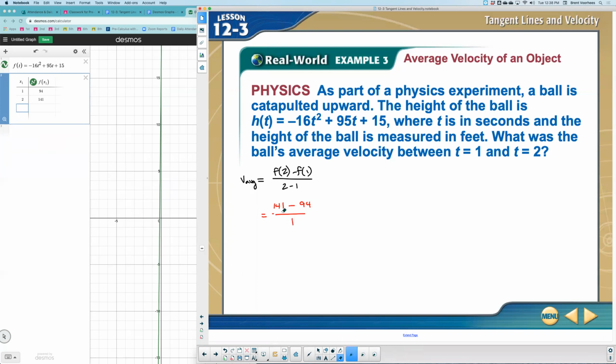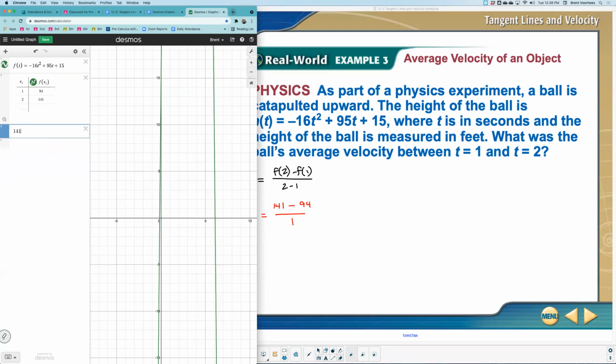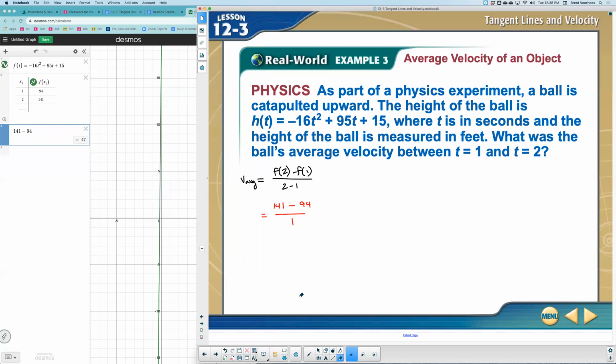It looks like a negative sign. Let me take that away right there. Okay, and so when I subtract that out, 141 minus 94, we see it's 47. And so the average velocity is 47. And since it said seconds and feet, this would be feet divided by seconds. Now you might be wondering, how did I get that unit? Well, because these values were in feet, these values were in seconds, and so it's feet divided by seconds. That's how the units would work.